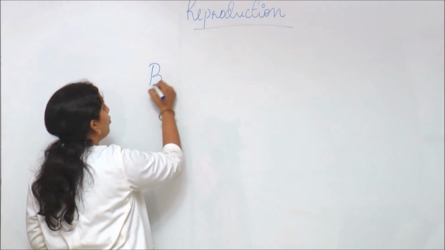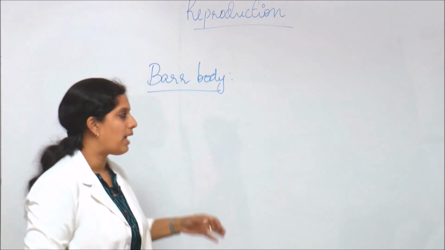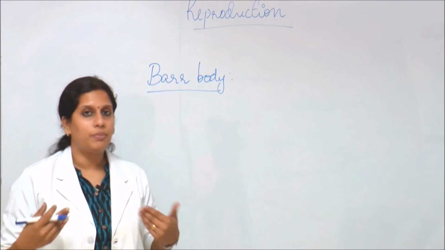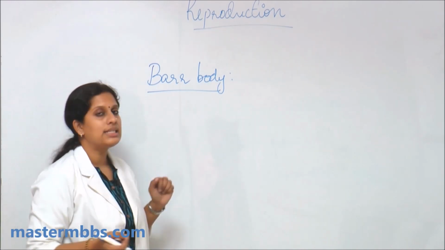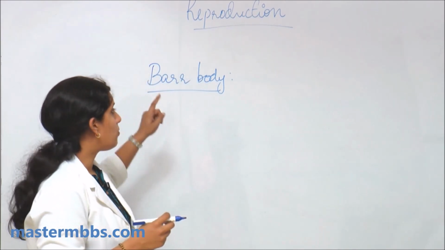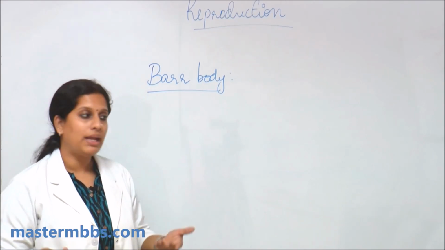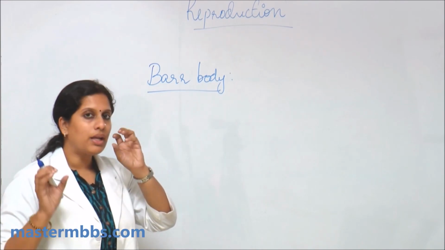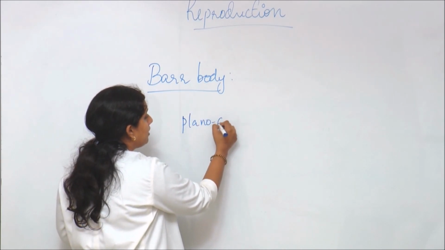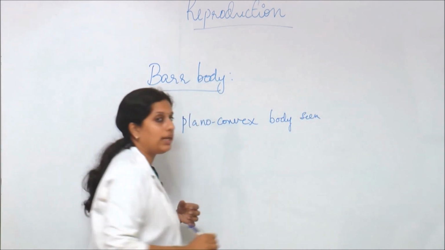Next, what is meant by Barr body? One of the X chromosomes in the somatic cell of an individual remains inactive while the other remains active. That is known as Barr body. It appears as a plano-convex dark stained body which is seen just beneath the nuclear membrane.